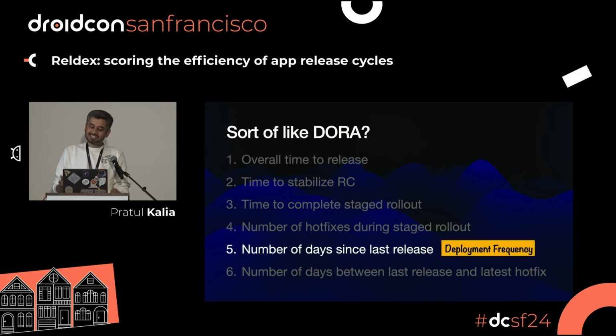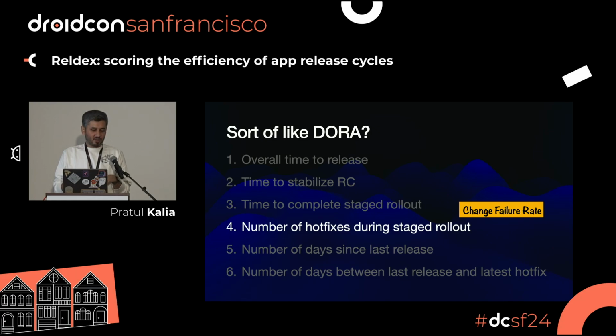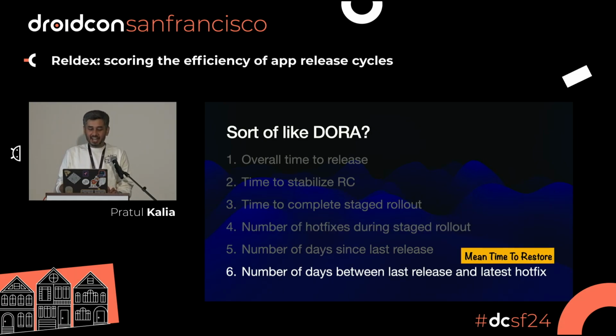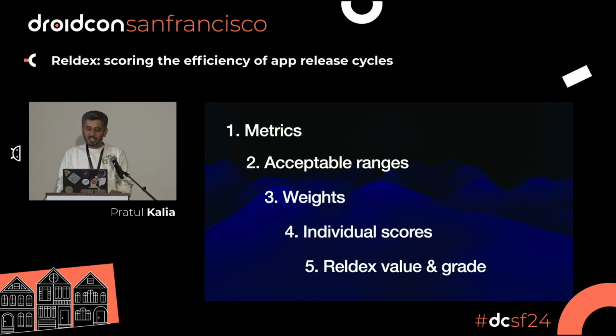The number of days since last release is kind of like your deployment frequency. Your number of hotfixes during stage rollout is sort of like change failure rate, and the number of days between the last release and the latest hotfix is sort of like the mean time to restore in case your app has a game-breaking bug, right?